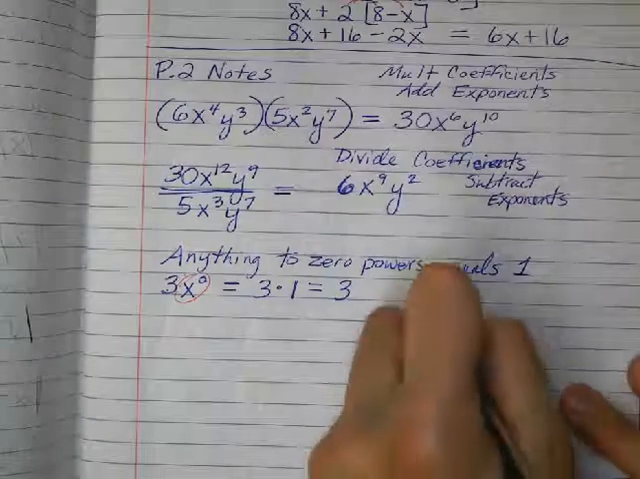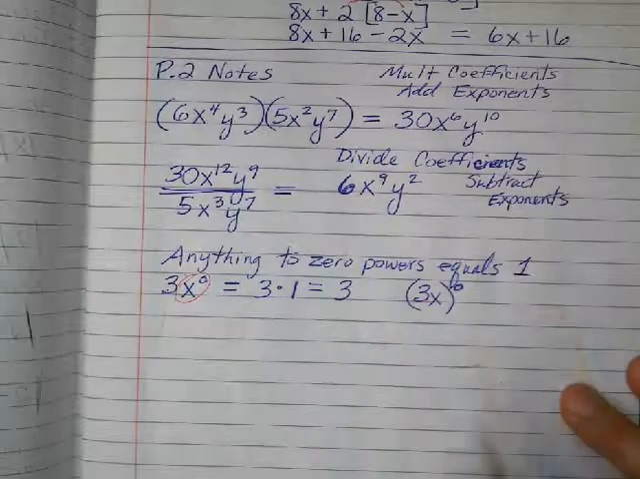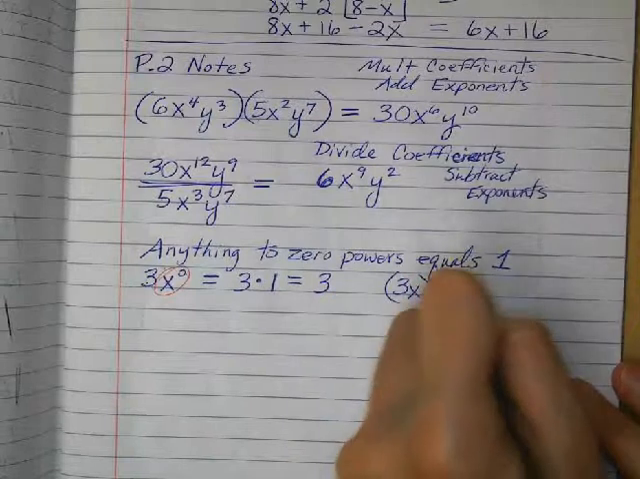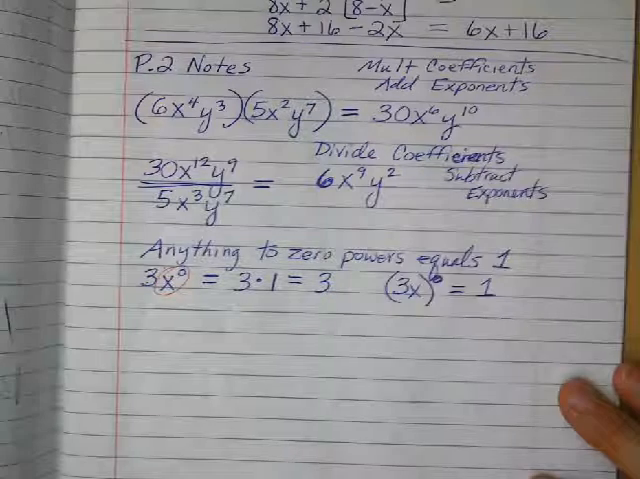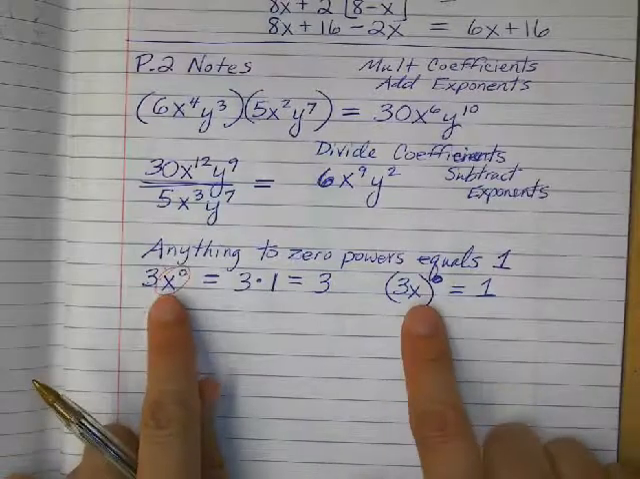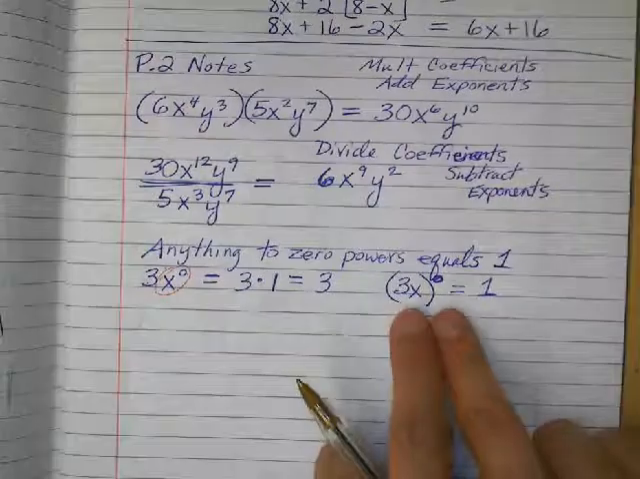If it would have had parentheses around it like this, 3x and the whole thing to the 0 power, then that would have been 1. It depends on how they write it. So you've got to watch for parentheses. That's kind of a tricky one because this one actually equals 3, so like this would equal 1.